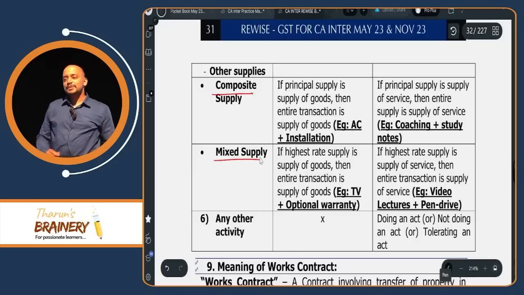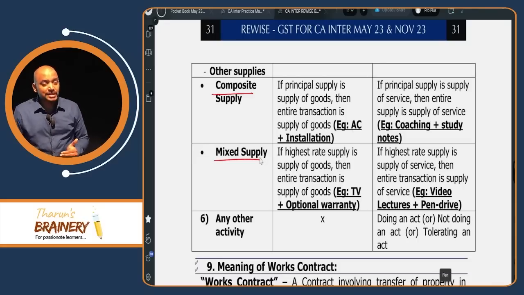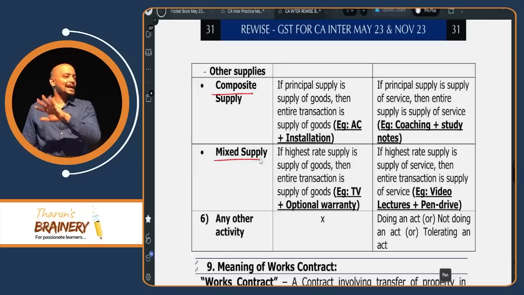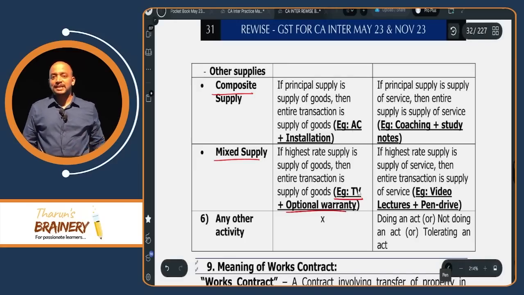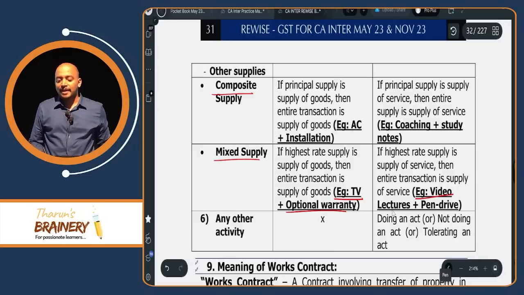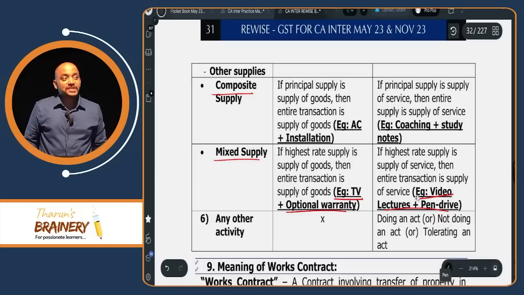Then, suppose it becomes mixed supply, and if the highest rate supply is goods, entirely it will be treated as goods. If the highest rate supply is service, entirely it will be treated as service. For example, TV plus optional warranty is mixed supply. TV is say 18%, optional warranty is 12%. What is the highest rate? TV. So, TV is goods. So, entirely it will be classified as goods. Same way, video lectures and pen drive is mixed supply. Say video lectures 18%, pen drive 12%, the highest rate is what? Video lectures, which is service. So, entirely it will be classified as supply of service.